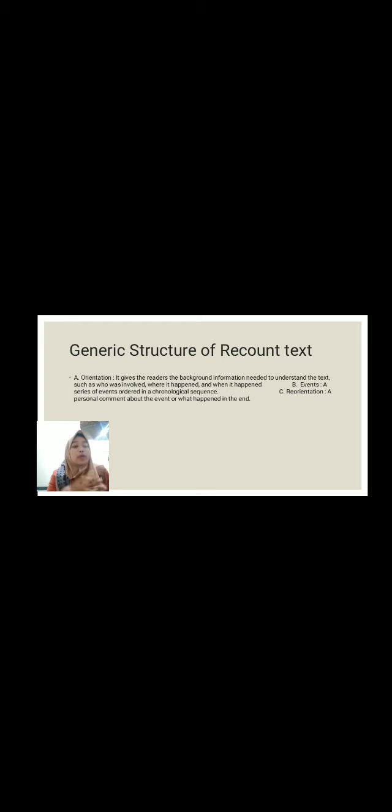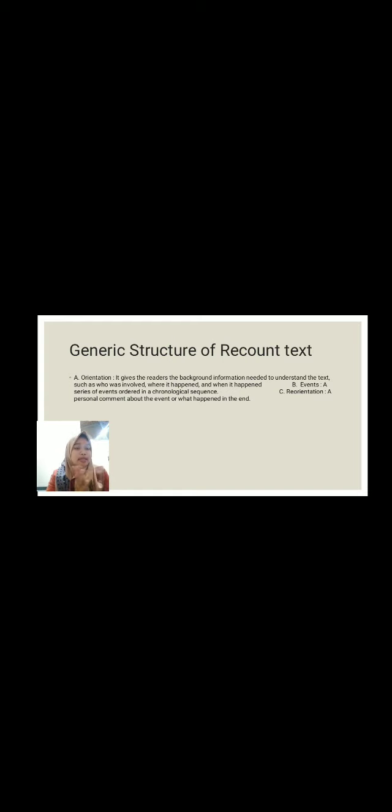Before we write a recount, we have to know about the generic structure of recount. Now, the generic structure of recount is, first, orientation. The orientation gives the reader the background information needed to understand the text, such as who was involved, where it happened, and when it happened.